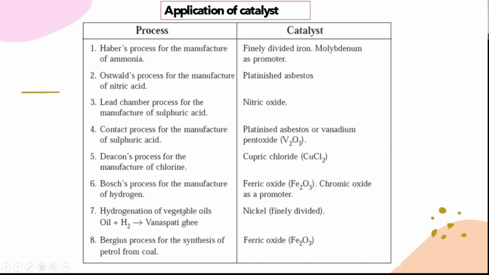Hydrogenation of vegetable oils with hydrogen, ghee, vanaspati ghee, there we use finely divided nickel. And Bergius process for the synthesis of petrol from coal, we use ferric oxide. So these are the applications of catalysts, and in the industries, the synthesis of many chemicals, in oil industries, in automobile, all important industries, and in synthesizing chemicals, catalyst is being used.